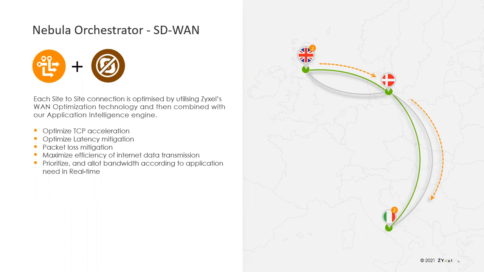So you're able to basically modify things from how they would traditionally work. You can see here we can optimize TCP acceleration, optimize latency mitigation, packet loss mitigation, all sorts of things here to make things faster and more reliable than they would traditionally be.